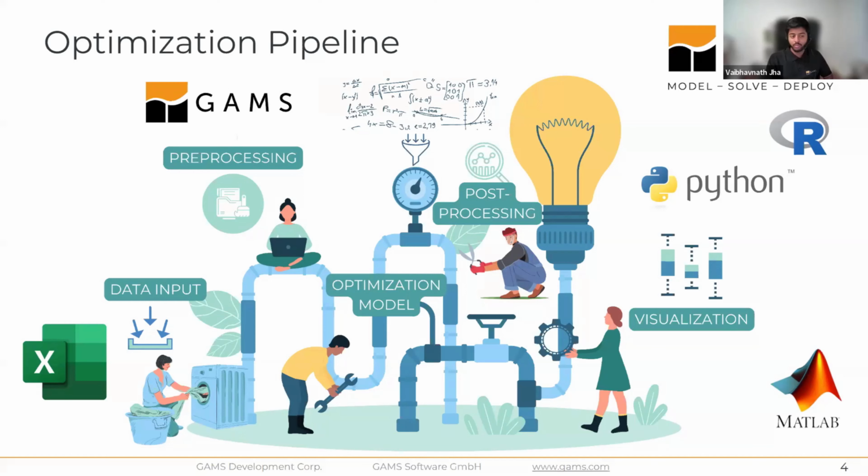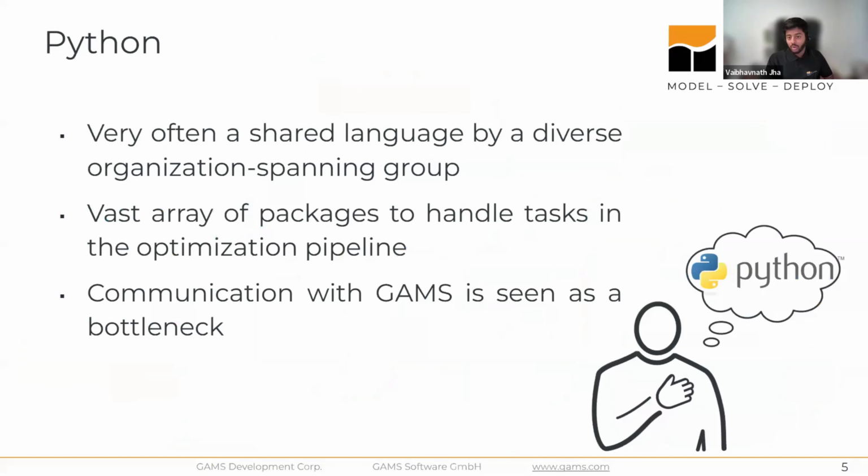And this brings us to Python. As we all know, Python has become this one-stop solution, be it pre-processing, post-processing, or visualization. We can do all that in Python. It offers a vast array of packages to handle all these tasks and is often a shared language in an organization spanning group. Now, this could introduce a bottleneck when we want to communicate between Python and a modeling-specific language such as GAMS.